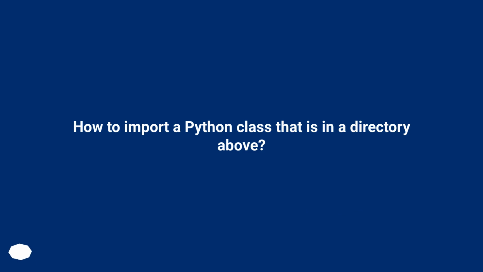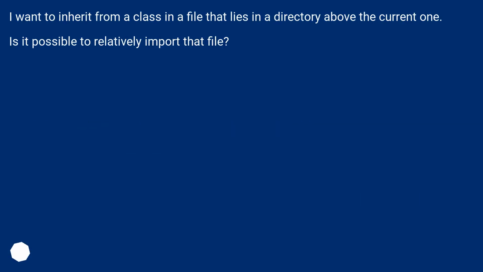How to import a Python class that is in a directory above? I want to inherit from a class in a file that lies in a directory above the current one. Is it possible to relatively import that file?